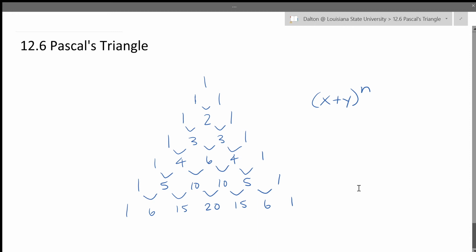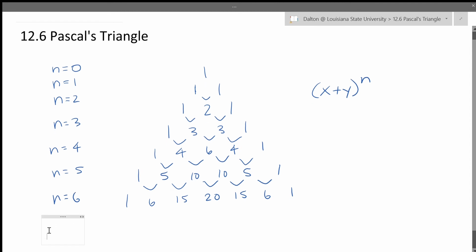So in order to use the triangle, the very, very top row, n is equal to 0. So raising it to the 0 power, you get 1. If you have a binomial raised to the 1st power, you follow the second row. Then n equals 2, n equals 3, n equals 4, n equals 5. And we've only done our triangle through n equals 6. But again, this works for any exponent that you want.